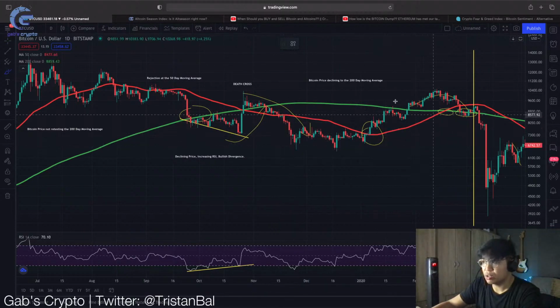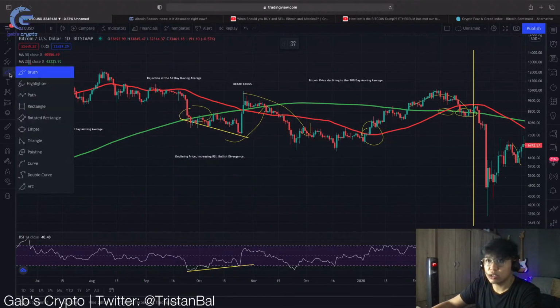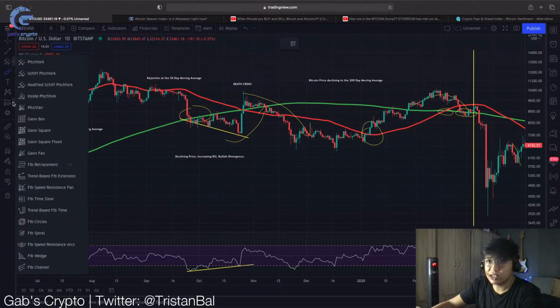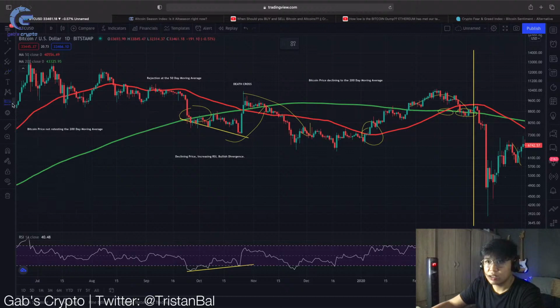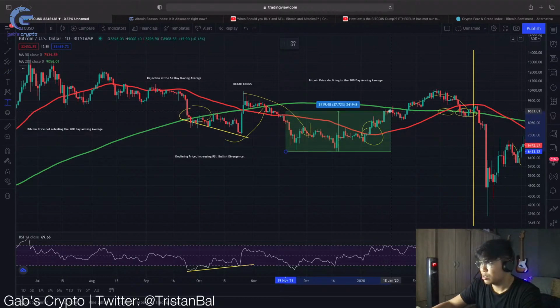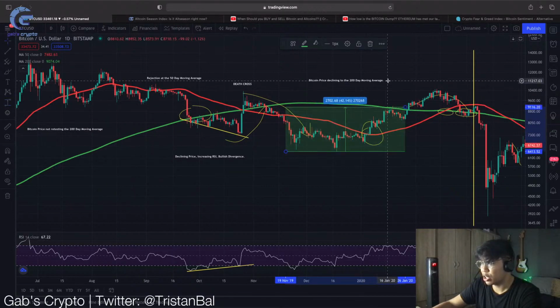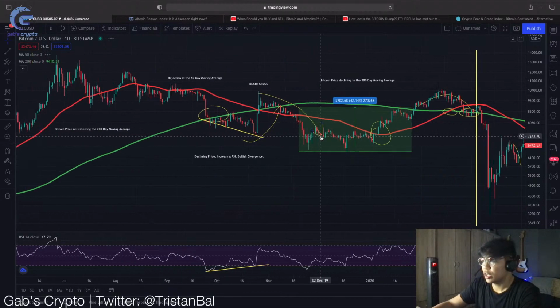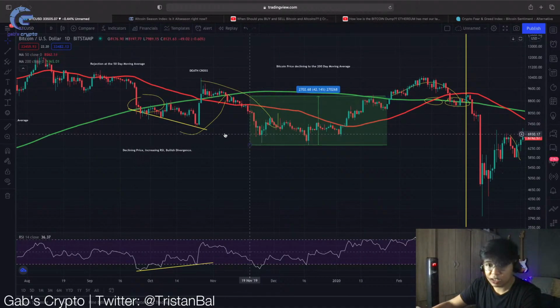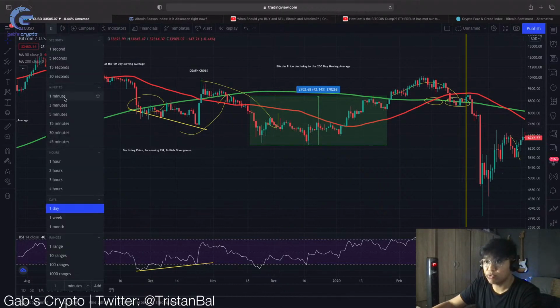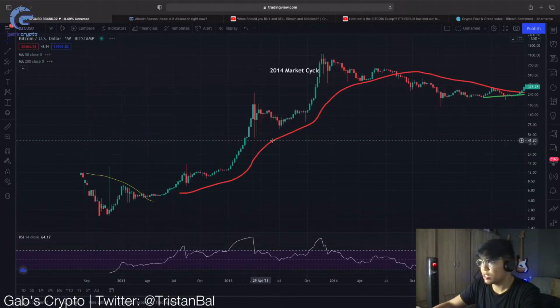What is this area? Let's draw an area here and put the price range of this area. So take note of this area, guys. There, I've plotted it. Now, what does this death cross area look like on the weekly time frame following the 50-week moving average? So let's go to the 50-week.